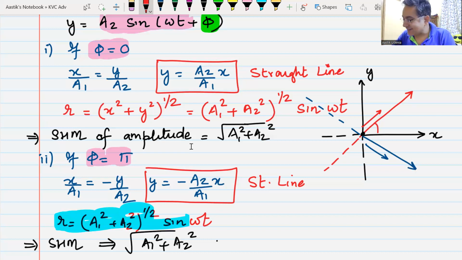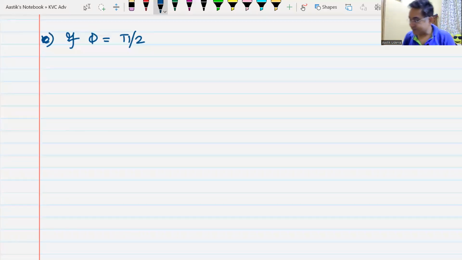Then comes the last case, subsection C, sorry. If phi, the phase angle, is pi by 2, that makes things more interesting. Now, when the phase difference is 0 or 180, it is a straight line SHM, not motion. Straight line SHM.